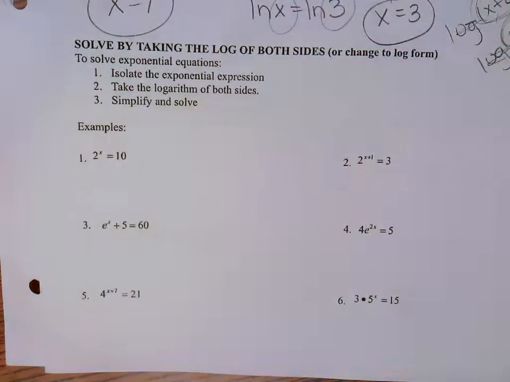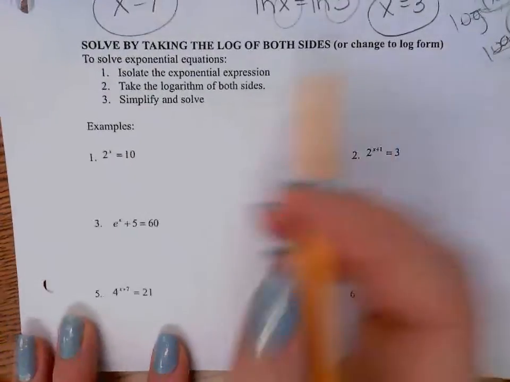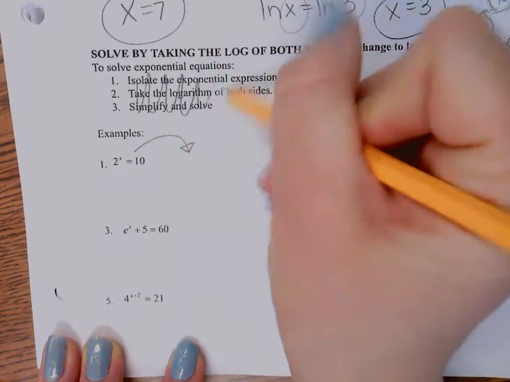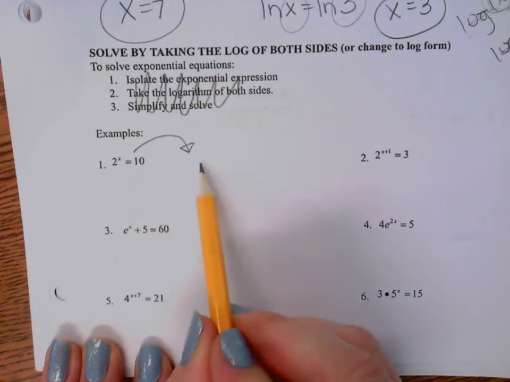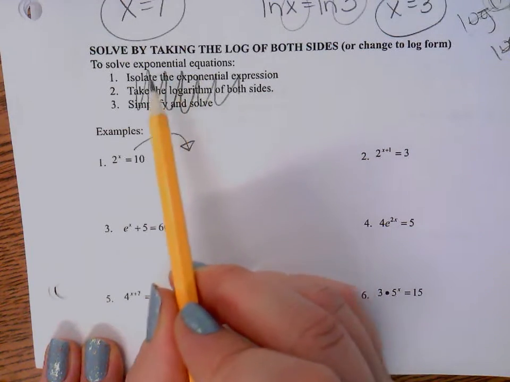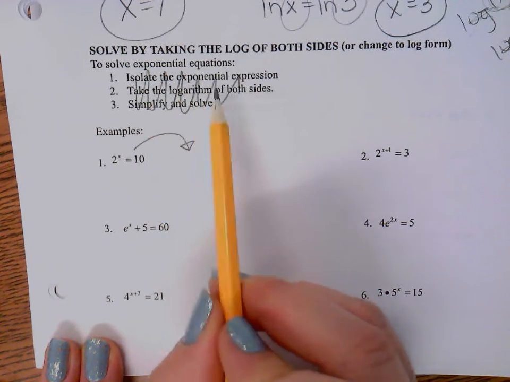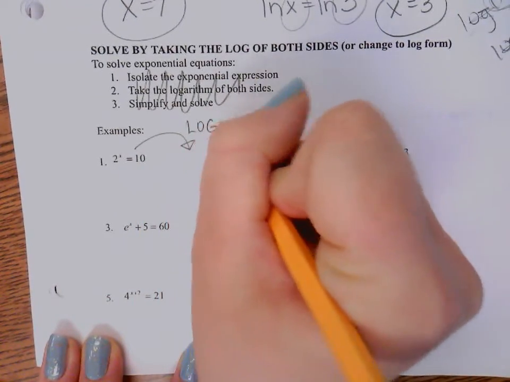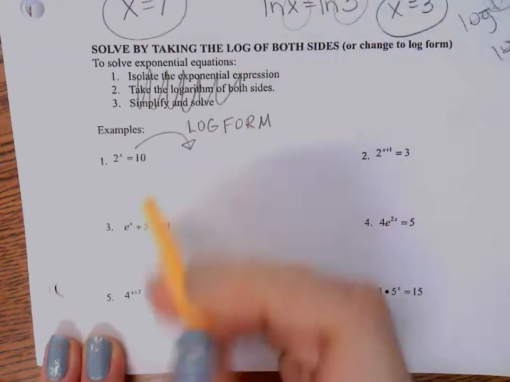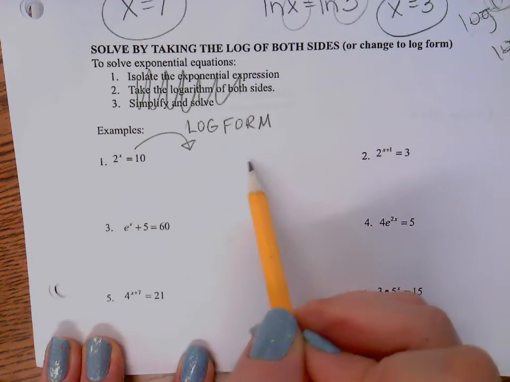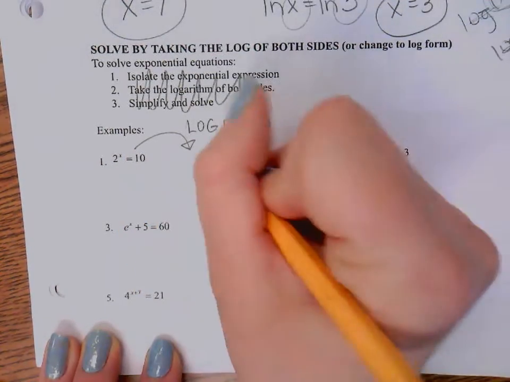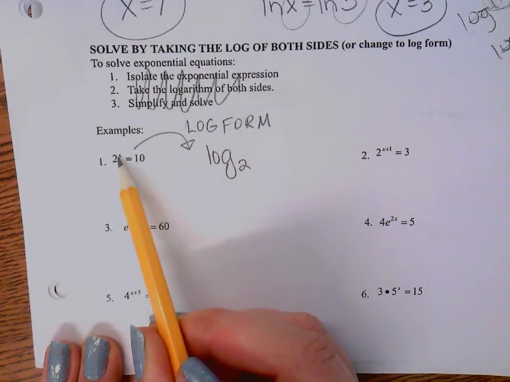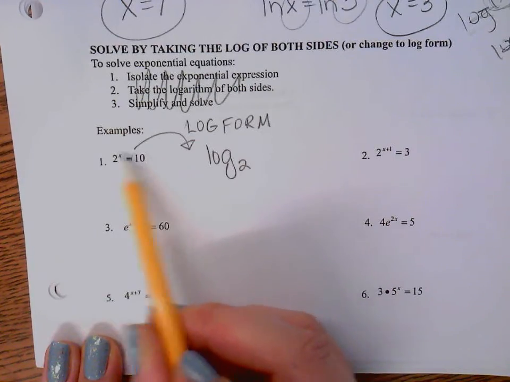So here's how you do it if you don't want to guess and check. We transform this. I've done these steps in the past. I'm just going to transform it into log form, isolating the exponential expression. Taking the log of both sides is really changing it into log form. So anytime you don't like your exponential equation, change it into a log equation. The base of the log is going to be the base of the exponent. And then remember the exponent gets freed up and the solution gets sucked inside the log.